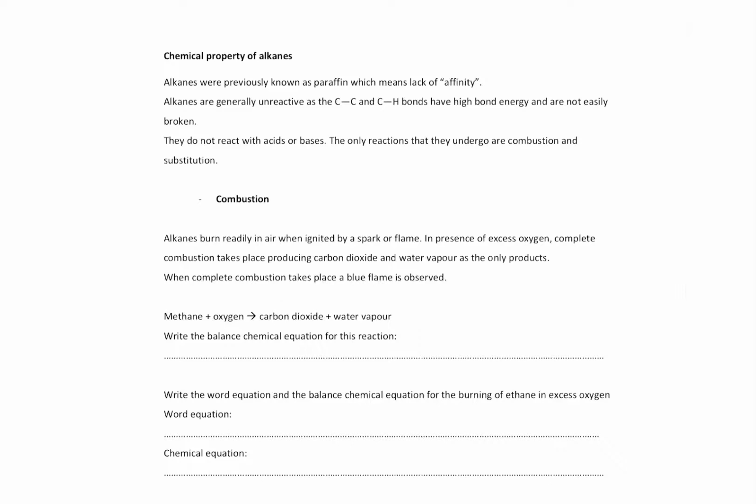So we're going to see the chemical properties of alkanes. Now, alkanes lack affinity. Lack affinity means that they're not going to react easily. And because of this, we used to call them paraffin. And alkanes are unreactive. They lack affinity because of the strong C-C and C-H bonds that there are in alkanes.